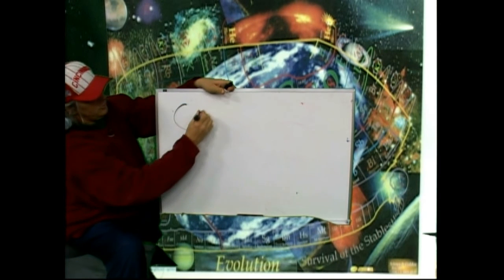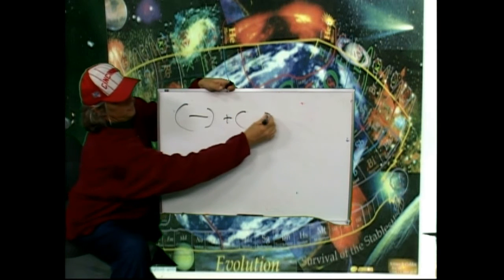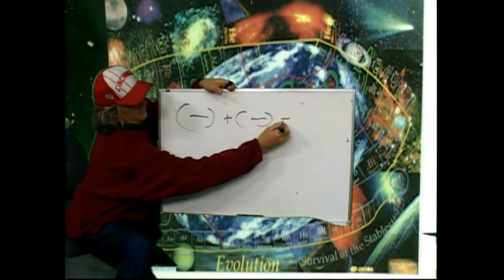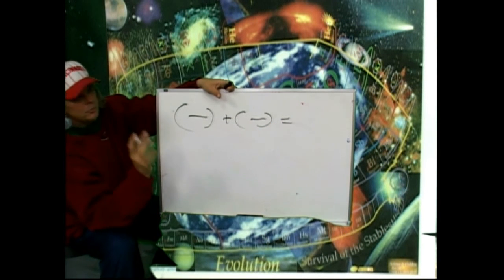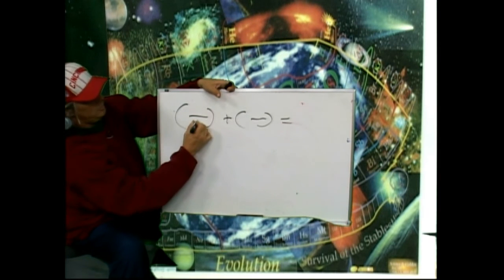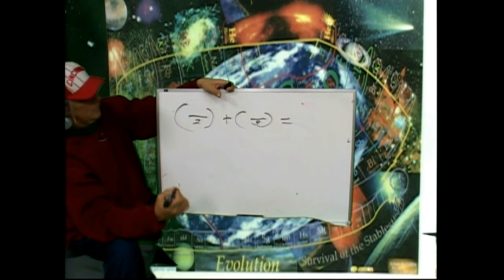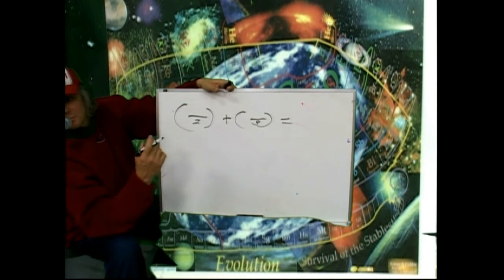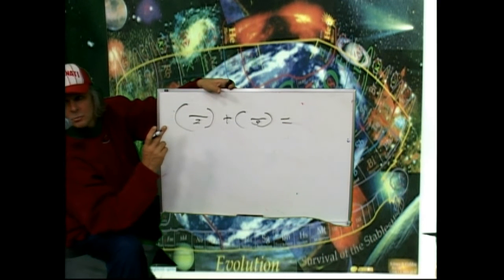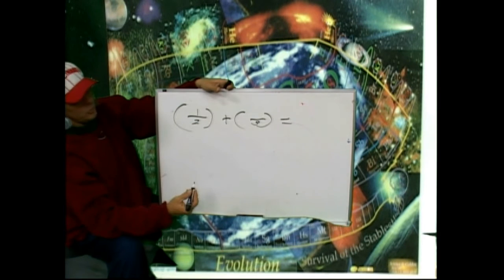Fractions are just parentheses with a line, plus parentheses with a line, let's say equals. So I did this once. See if I can do this again, that I picked the right numbers. I picked 2 and I picked 3. So what I wanted it to be was a half and a half equals 1. So 1 over 2 is 1/2.